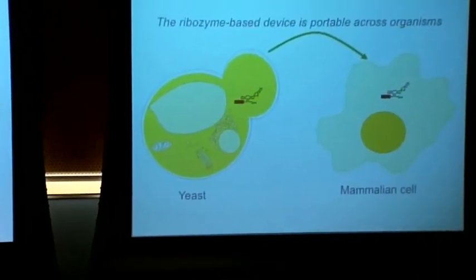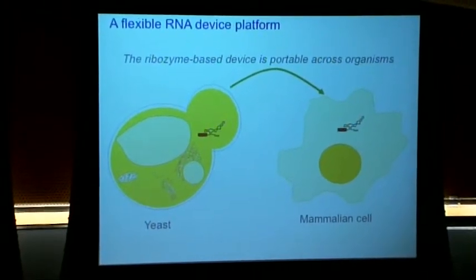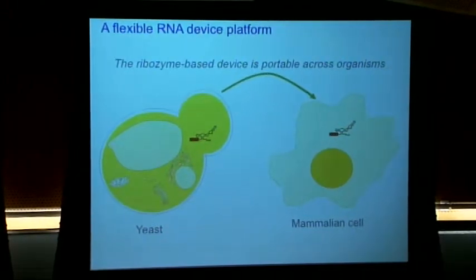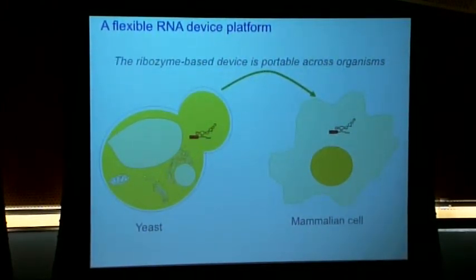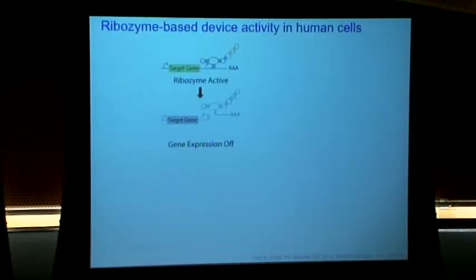What we've shown more recently is that we can take the same RNA design, not have to redesign it at all, and show that it directly ports over into mammalian cells when, of course, you replace the promoters and terminators with ones that will work within mammalian cells. But the RNA device itself does not have to be redesigned. So I just want to go over some examples of that and talk about how that might be useful.